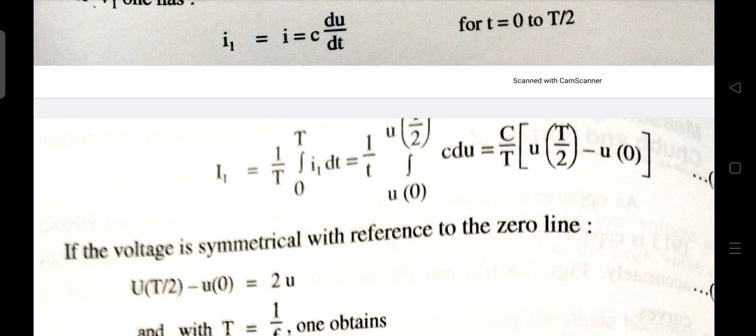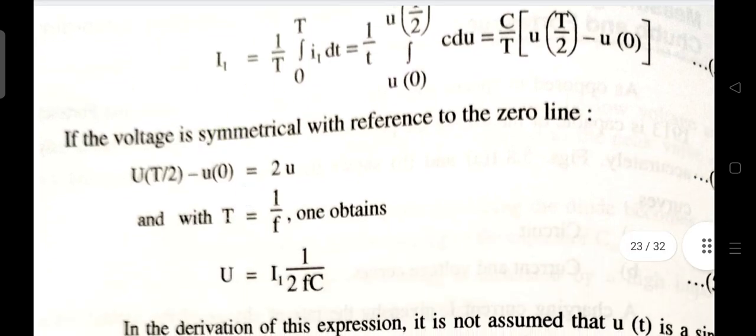U(0). If the voltage is symmetrical with reference to the 0 line, then U(T/2) minus U(0) will be 2U, and with T equal to 1/f, we can obtain U equal to I1 times 1/(2fC). In the derivation of this expression, it is not assumed that U(t) is sinusoidal.